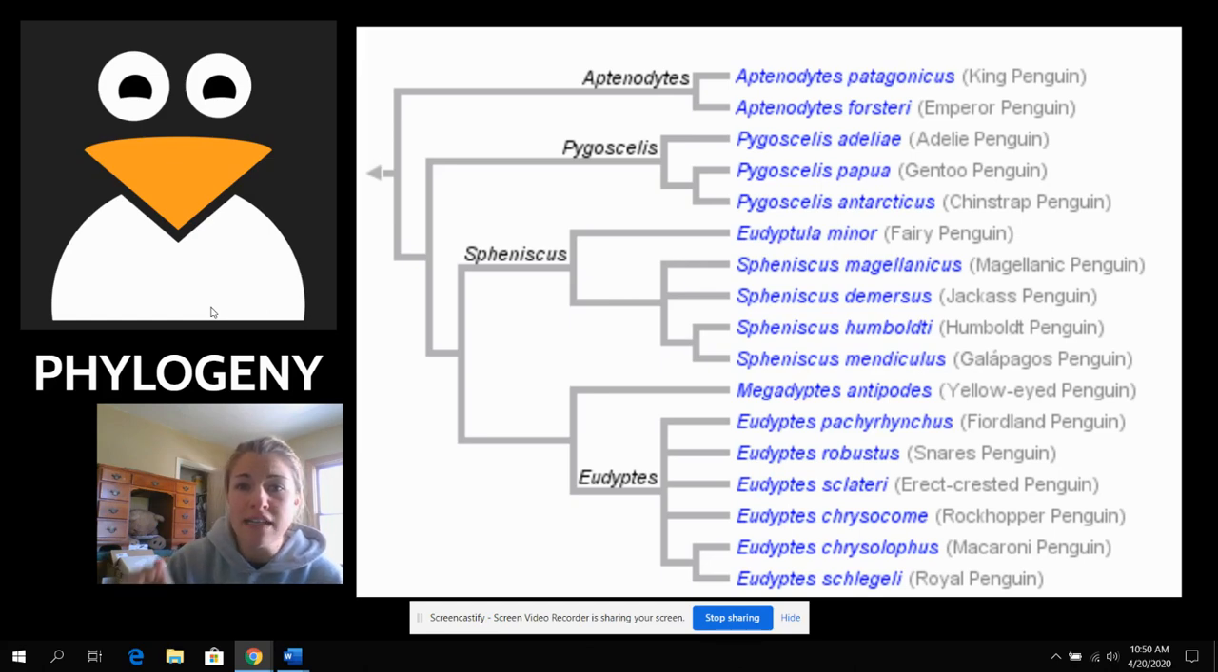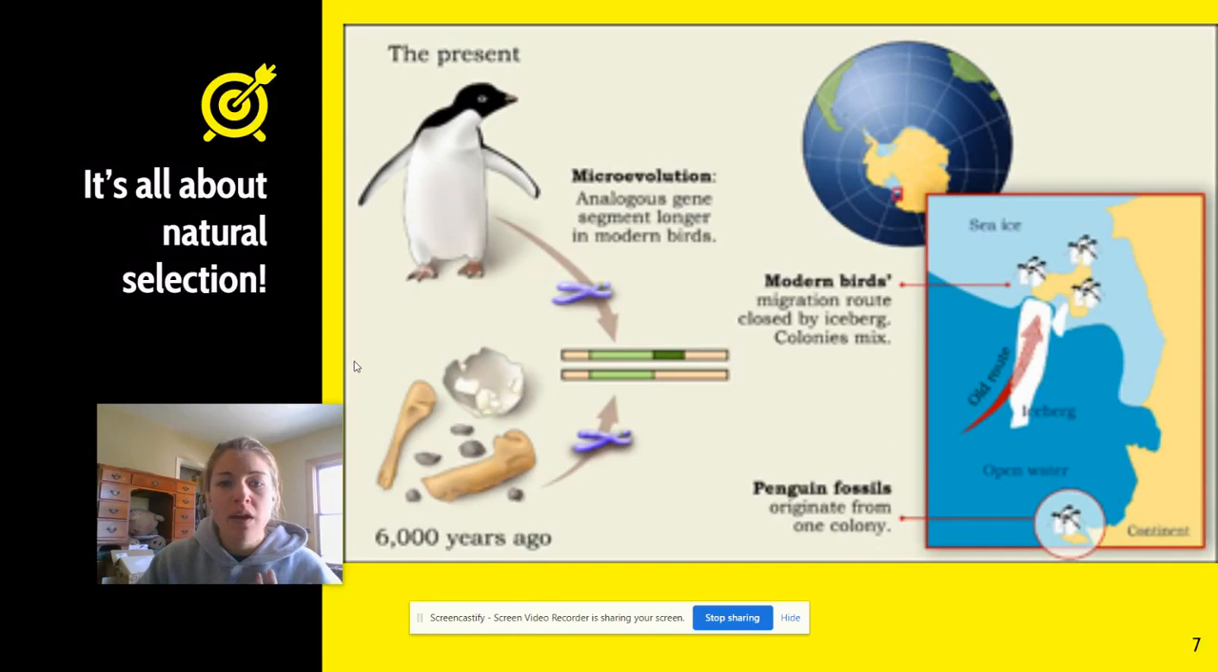So the Aptenodytes up at the top, the king and the emperor penguin, are our largest penguins, and they are obviously the most closely related to each other. Then we have the Pygoscelis species, the Spheniscus species, and the Eudyptes. The Eudyptes, all of those at the bottom, are the ones with the really cute eyebrows. So you can see how closely or distantly things are related based on DNA evidence or what they look like or any of those different things.